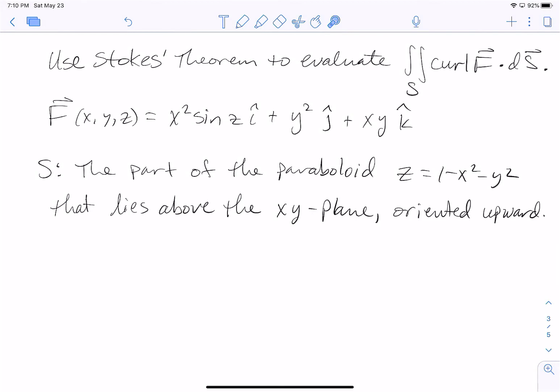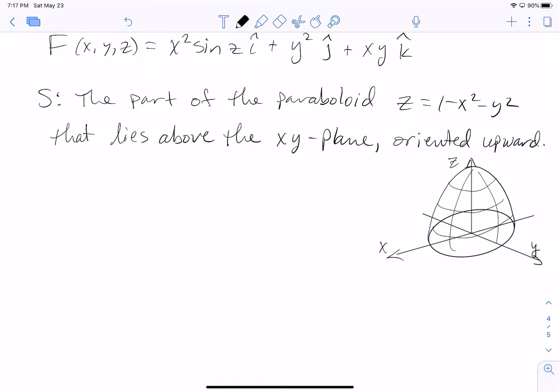oriented upward. Now these instructions to use Stokes' theorem to evaluate the surface integral of curl of F dot dS really means that we're going to actually use the line integral over C of F dot dr. Here we have my best attempt at the paraboloid. It's the surface S. Oriented upward means that our normal vectors are pointing up.